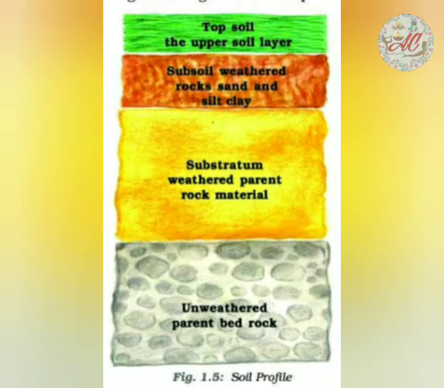And the fourth one is bedrock, unweathered parent bedrock or parent rock. This is unweathered rock. It determines the nature of soil. It contains no organic matter and is made up of stones and rocks. So I hope you understand this soil profile.